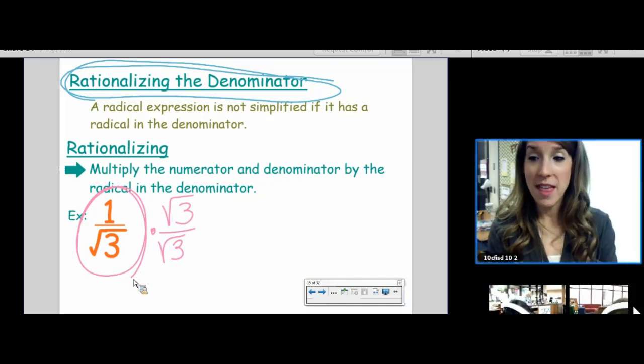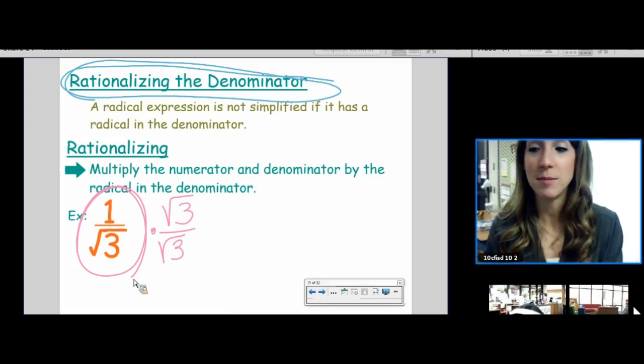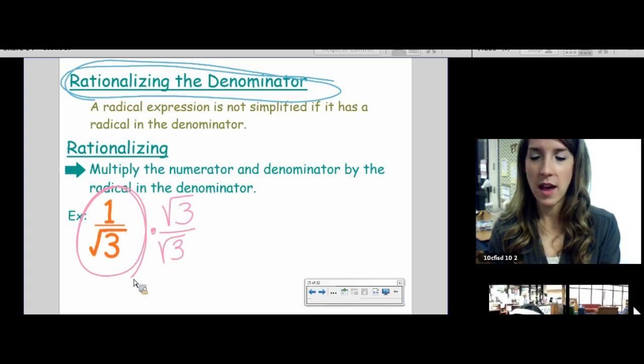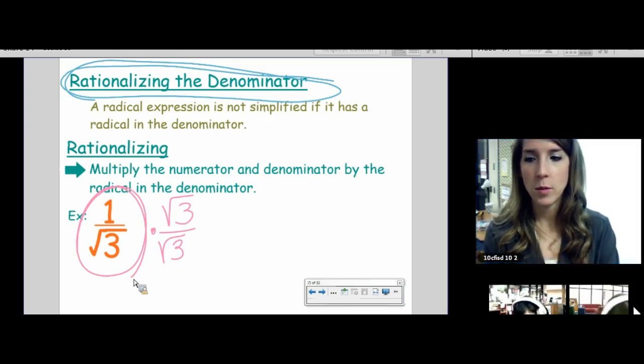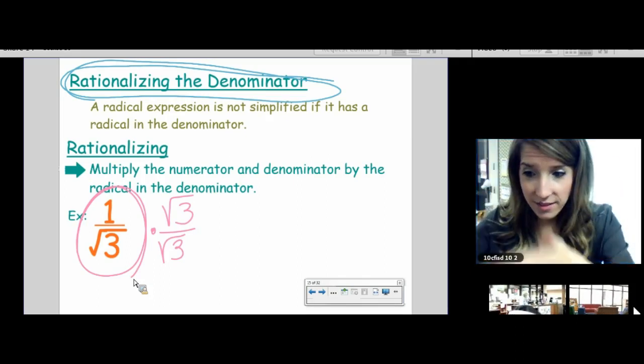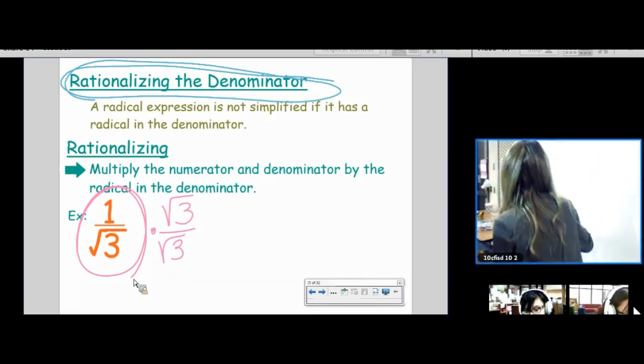So you're going to multiply that by square root 3 over square root 3. Do you agree that that's just 1? So I'm not changing it, I'm just rearranging. Why did I pick square root 3 over square root 3? Where did that come from? I just looked at my denominator.